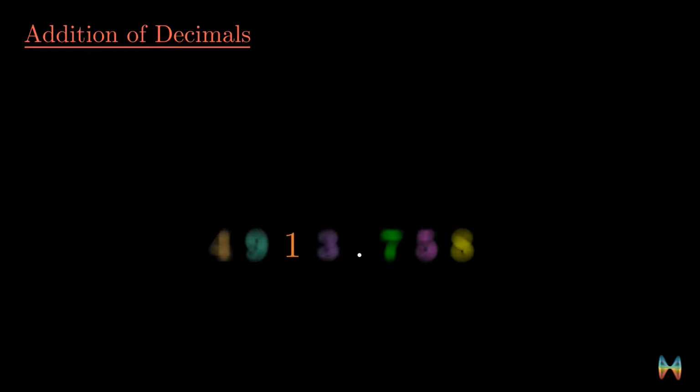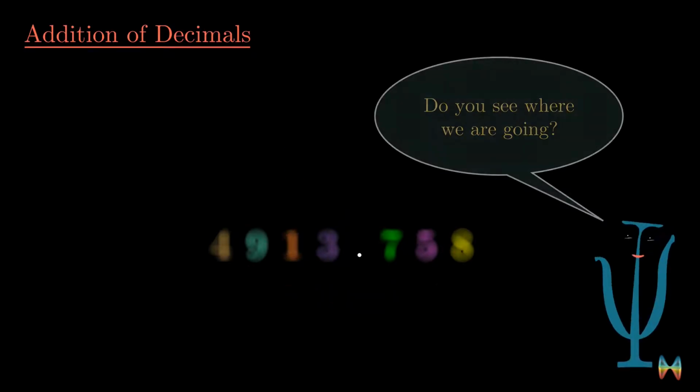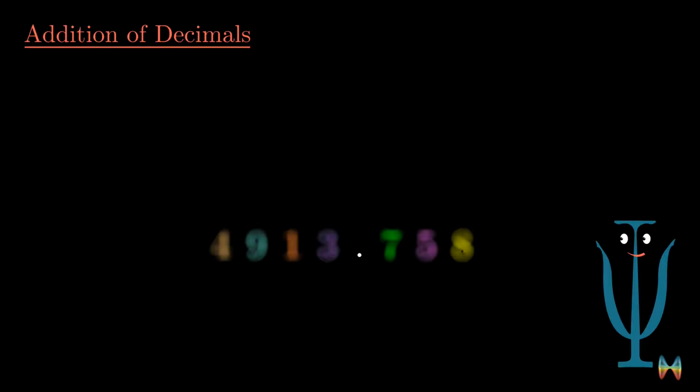Next number is 1, which is 2 places to the left of the decimal, so it has a place value of tens. This is because in order to get a number to 2 places left of the decimal, we need to multiply it by 10. Do you see where we are going? The next place values are hundreds and thousands and so on.